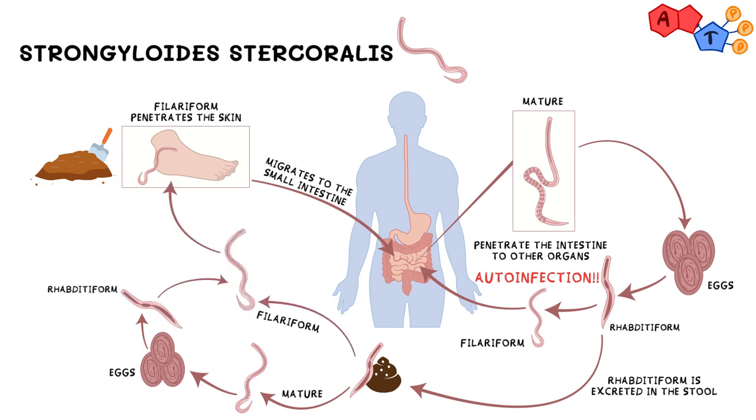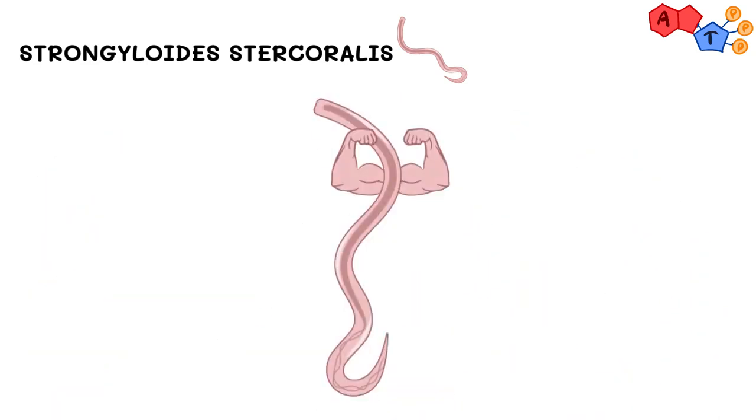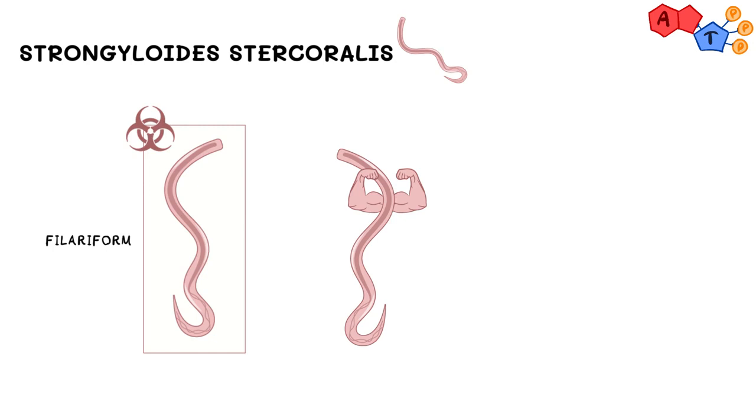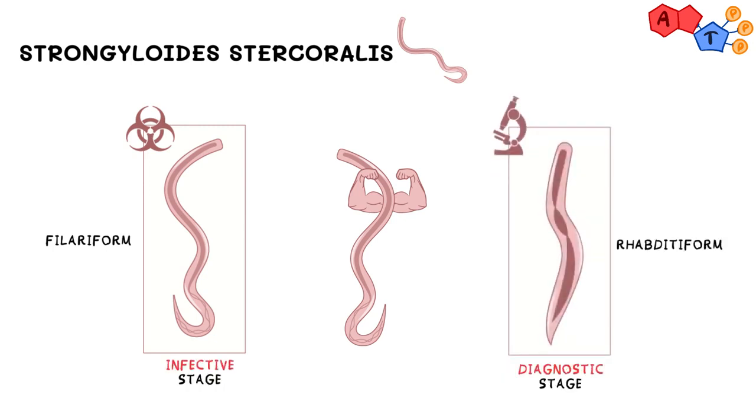It might sound a bit complicated, but look at this beautiful illustration and I'm sure you'll understand it. And if you don't want to, that's fine, we got you. For clinical practice and exams, the most important thing to remember is that filariform larvae is the infective stage, while rhabditoform larvae is the diagnostic stage.